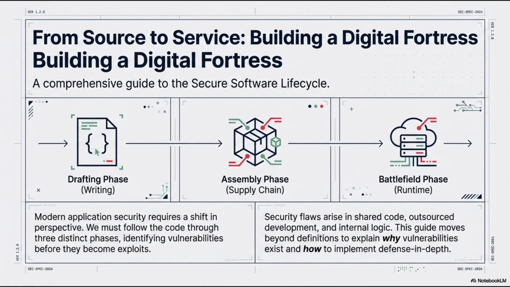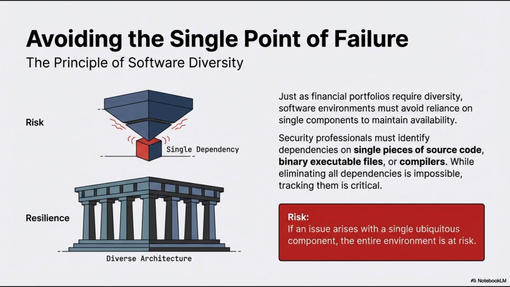Now we're going to talk about the different phases. Again, you're going to want to avoid a single point of failure. You're going to maintain a diverse software environment. Just as financial portfolios require you to diversify, software environments must also avoid reliance on single components to maintain availability. Security professionals must identify dependencies on single pieces of source code, binary executable files, or compilers. While eliminating all dependencies is impossible, tracking them is critical. If an issue arises within a single ubiquitous component, the entire environment is at risk.